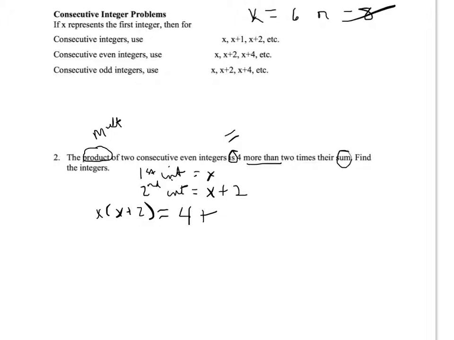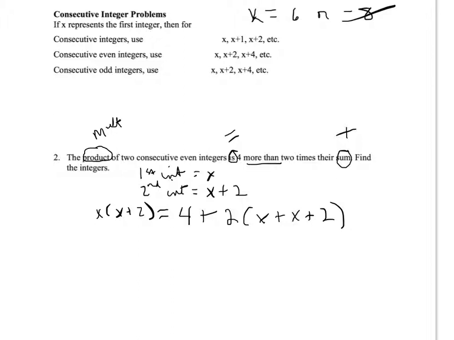Okay, when I see that word sum, I need to remember that's the answer to an addition problem. And because it says 2 times their sum, it means 2 times what I get when I add those two consecutive even integers. So if I go back and look at how I defined them, that's x plus 2. And at this point, I have an equation. It's a little messy. I'm going to have to get rid of all these parentheses and see what I have after I've cleaned it up a bit.